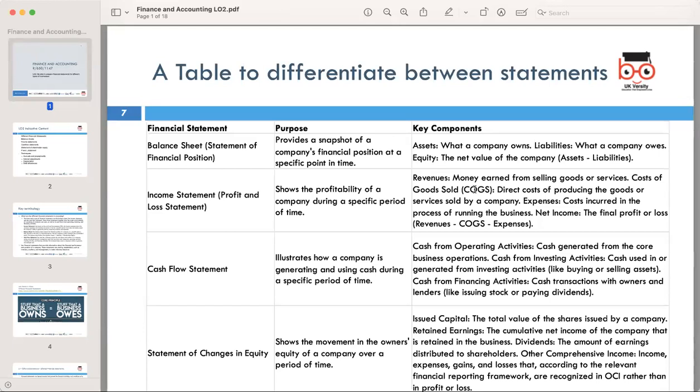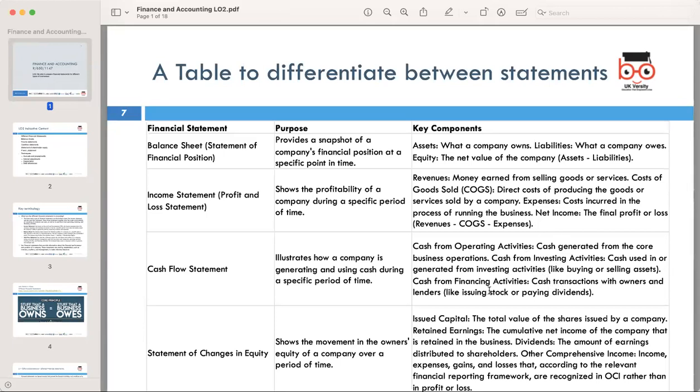Then there is net income. This is the final profit or loss achieved by the company, calculated by subtracting COGS, cost of goods sold, and expenses from revenues. Next one, we have the cash flow statement, which illustrates how a company generates and uses cash during a specific period. It consists of three main categories: cash from operating activities, cash from investing activities, and cash from financing activities.